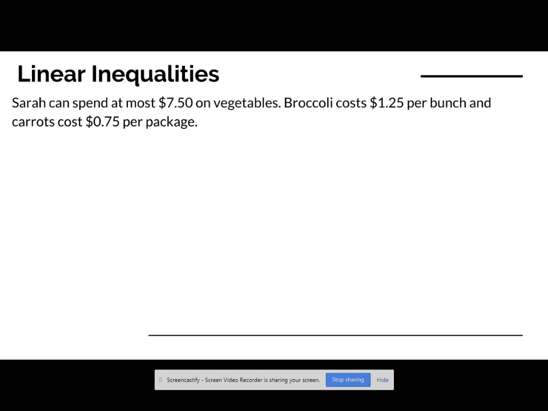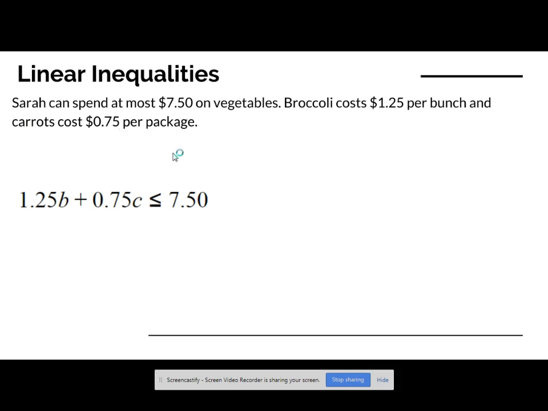So Sarah can spend at most $7.50 on vegetables. She can spend $6, but she can't spend more than $7.50. Broccoli is $1.25 a bunch, and carrots are 75 cents per package. I'm going to use B for broccoli and C for carrots. You can use X and Y if you want, but I'm going to use B and C. So $1.25 times every bunch of broccoli, and 75 cents for every package of carrots.